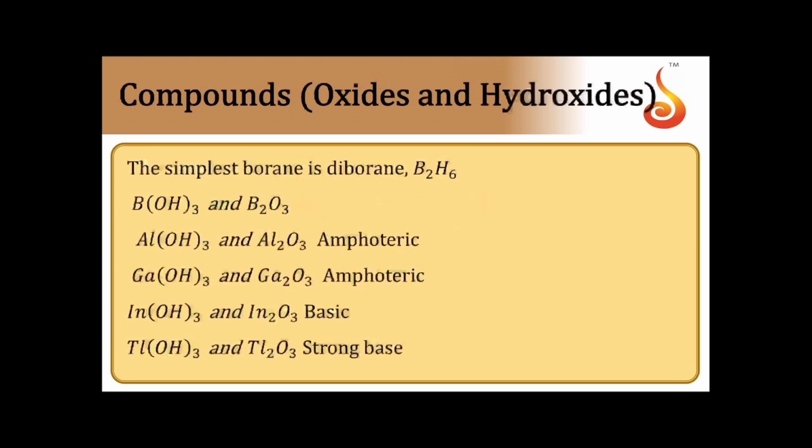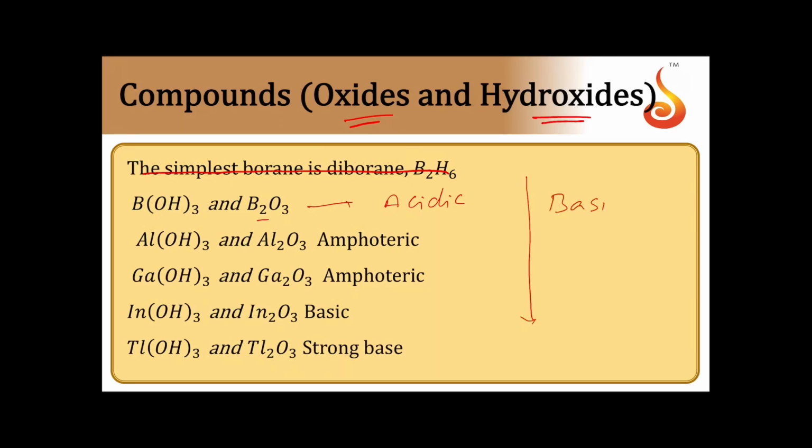Then, compounds: oxides and hydroxides. We'll see hydrides afterwards. In boron, both the oxide as well as the hydroxide are acidic in nature. Means if you observe down the group, you can see that the basic property is increasing.